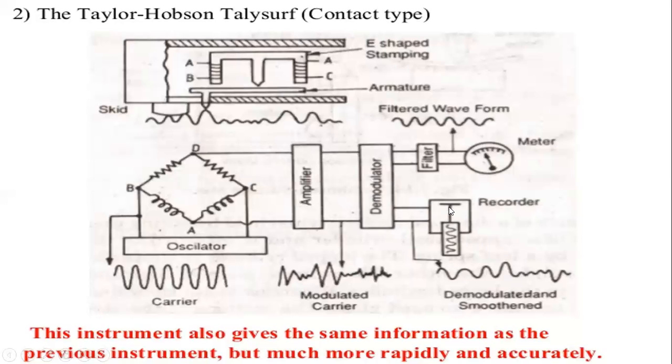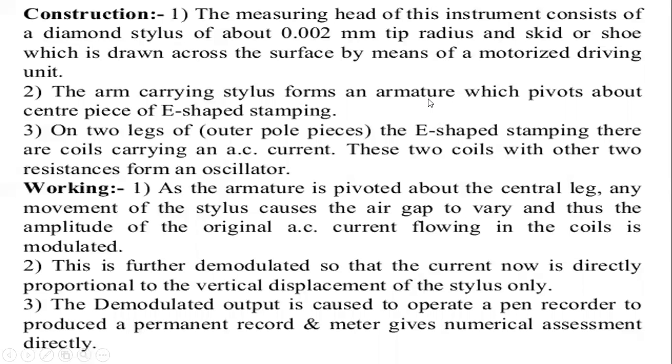demodulated and smoothed errors, and then it is filtered and sent to the meter. So there we get the reading in the meter. We can identify the readings in the meter. So that is the working of the instrument. Now let's see the construction of the Taylor Hobson Talysurf.